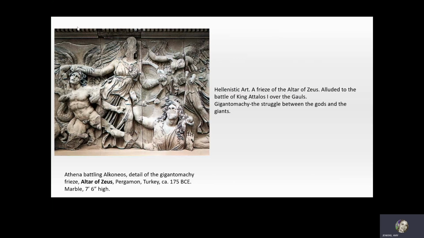It is made of marble. It's 7 feet 6 inches high. It is a frieze of the Altar of Zeus. It alluded to the victory of King Attalos I over the Gauls. It's the gigantomachy, the struggle between the gods and the giants.